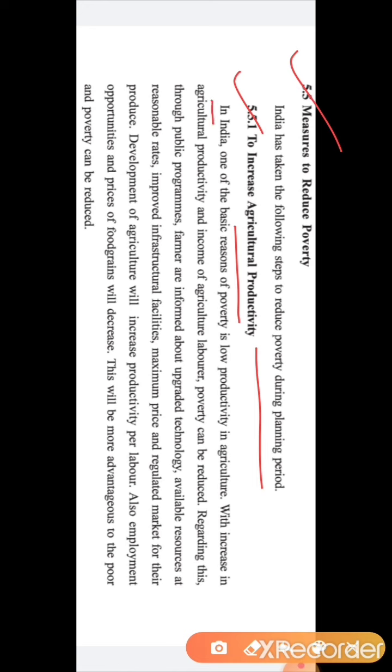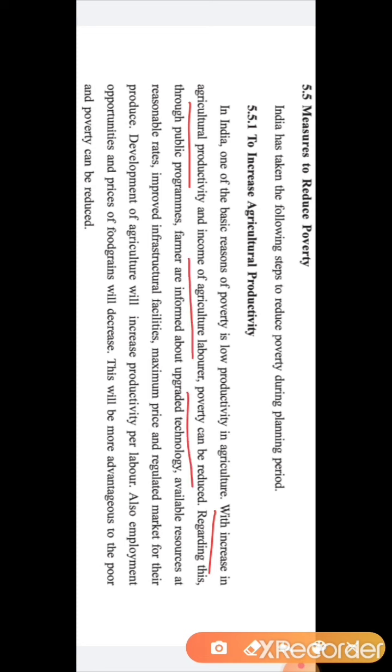In India, one of the basic reasons of poverty is low productivity in agriculture. We know that most of the people live in rural areas, and in rural areas people depend on agriculture for their economic activity. If there is low productivity in agriculture, then their income will be low. With an increase in agricultural productivity and the income of agricultural labor, poverty can be reduced. If agricultural productivity increases, then poverty can be reduced.